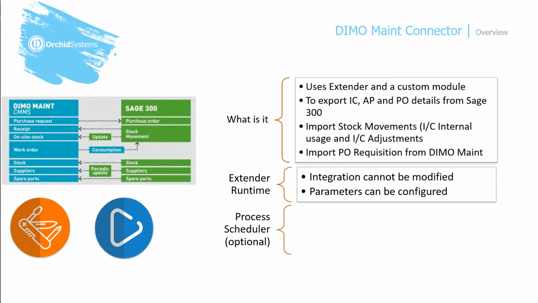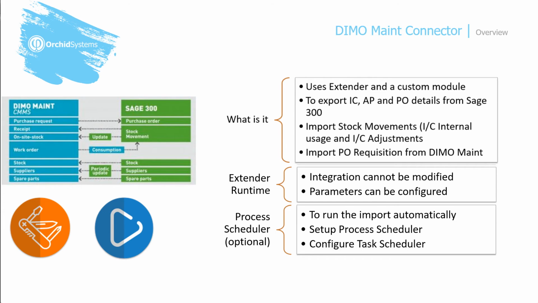Optionally, you can use Process Scheduler Level 1 to schedule the script that runs the import from DemoMain. And when you need to configure this, you need to set up Process Scheduler and configure the task scheduler.